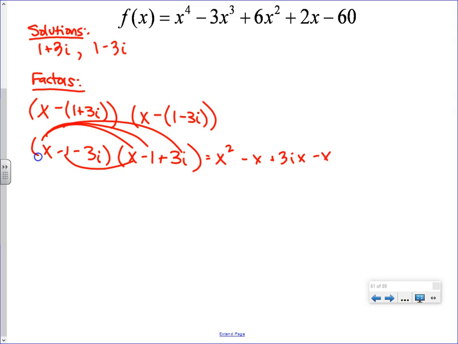Negative 1 times x, negative x. Negative 1 times negative 1, plus 1. Negative 1 times 3i, negative 3i. Yep. Negative 3i times x. Negative 3i times 1. Negative 3i times 3i.